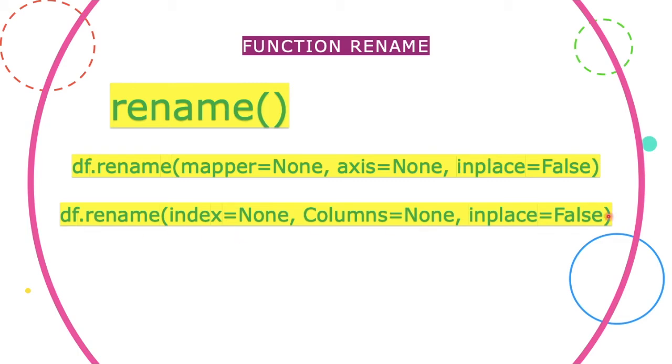The second syntax takes three parameters. The first parameter is index, the second one is columns, and the third one is inplace. We already know about index, columns and inplace.